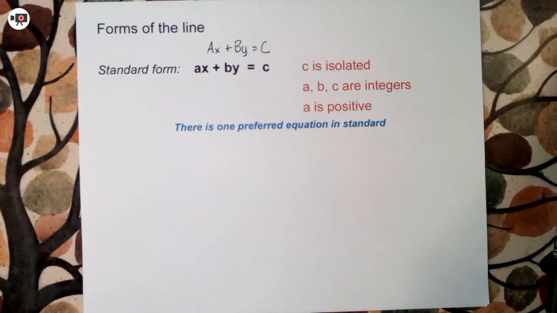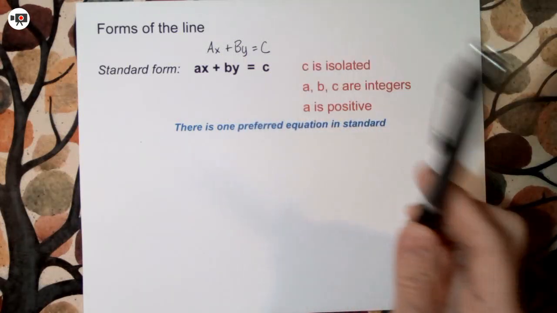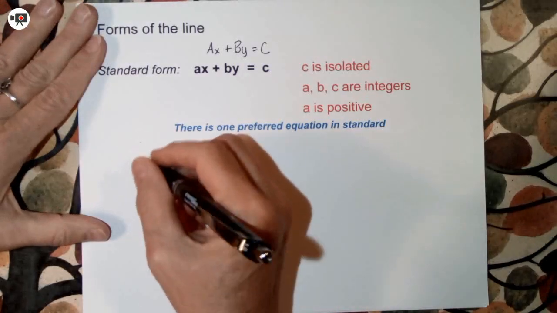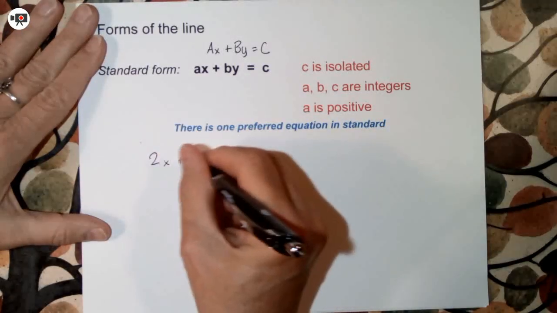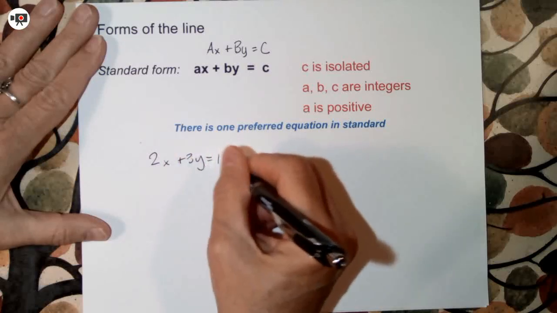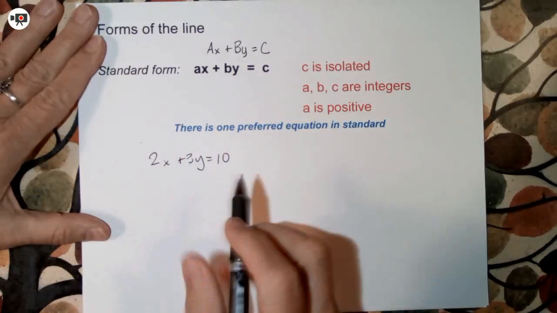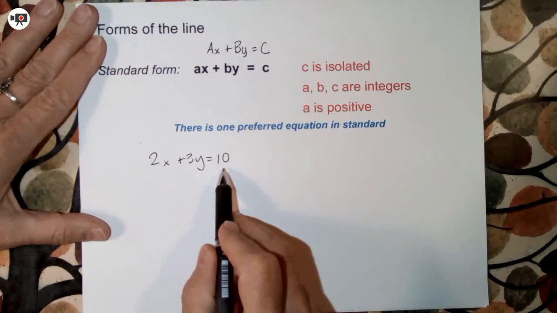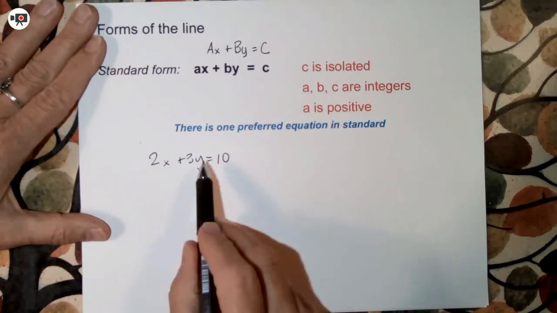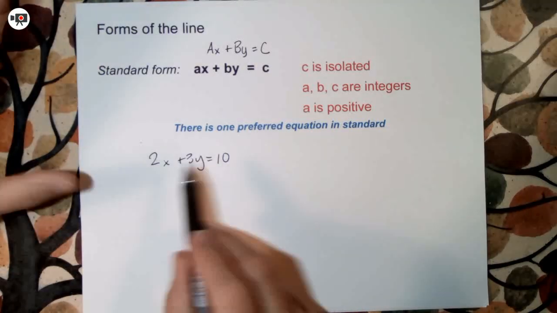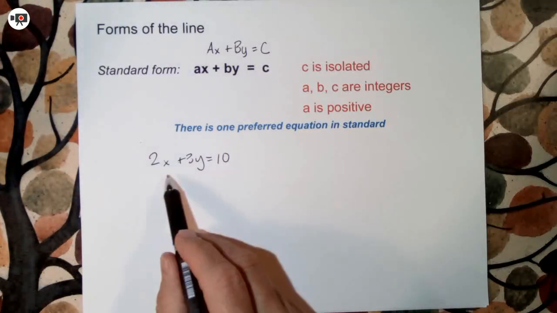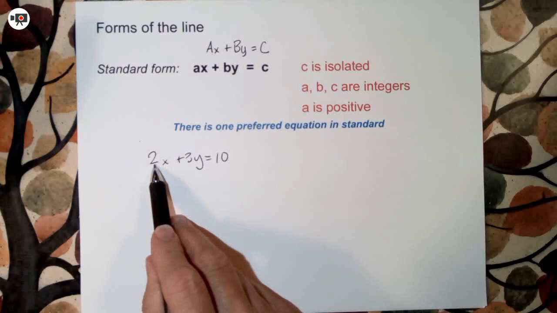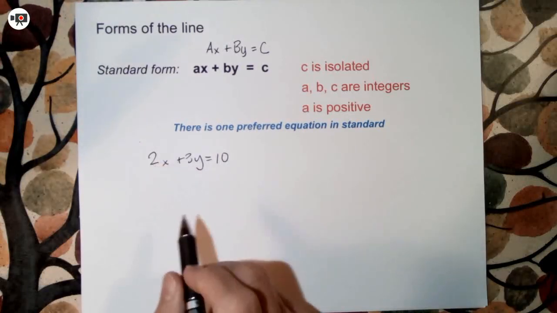Okay, well, what does it look like? Here's an example. Let's say 2x plus 3y equals 10. That's in standard form. The constant term 10 is isolated. X and y both have integers for their coefficient, and a is positive. The 2 is positive. Okay, well, how would we graph from that?